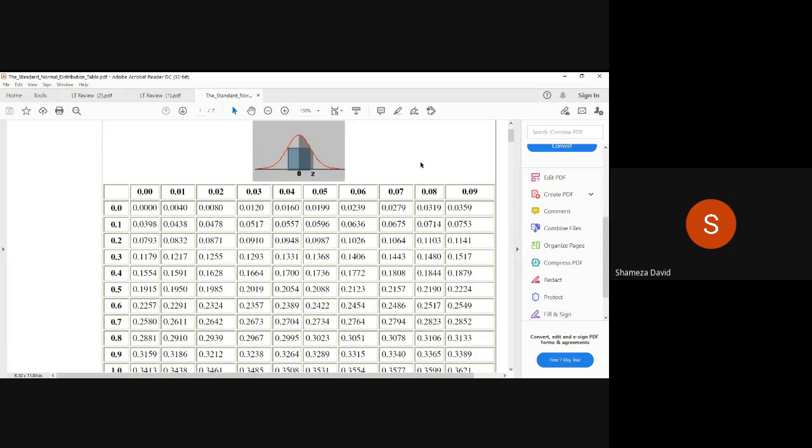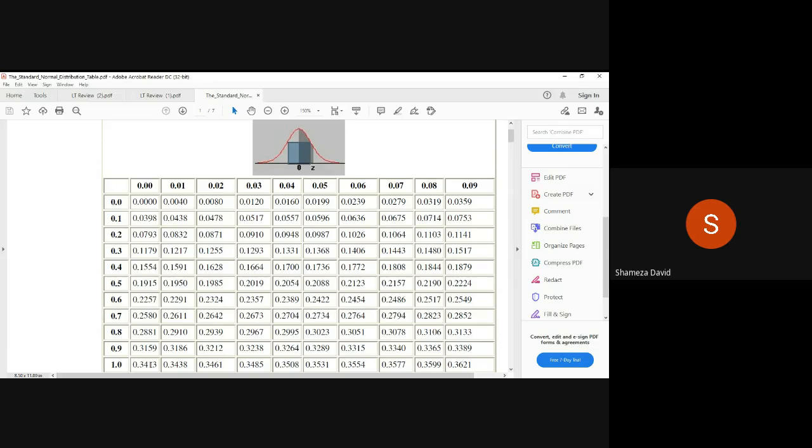Let me just go back to the slide and put in those values we just got from the table. So it's 0.3413 and 0.1915, and then we'll find the total area. While I'm switching screens, please go ahead and ask your question.